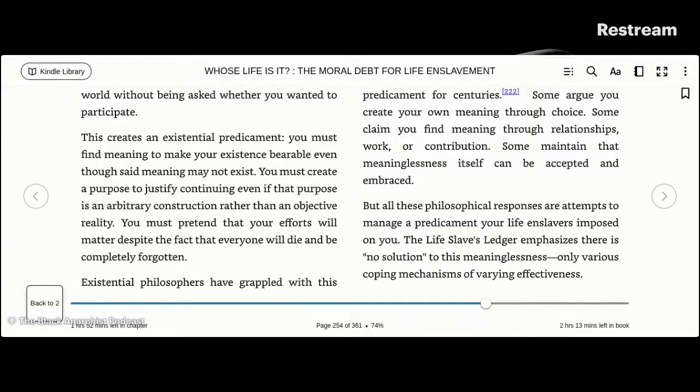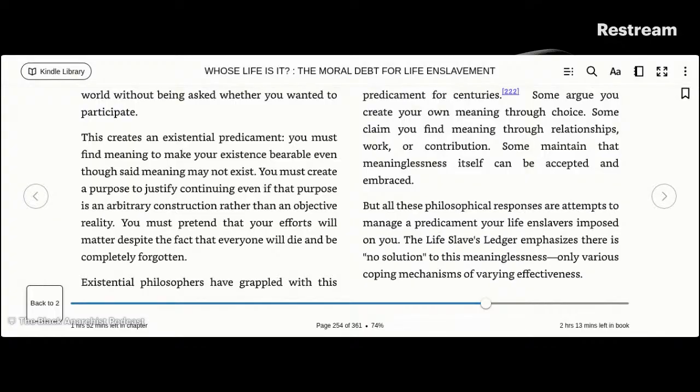This creates an existential predicament. You must find meaning to make your existence bearable, even though such meaning may not exist. You must create a purpose to justify continuing, even if that purpose is an arbitrary construction rather than an objective reality. You must pretend that your efforts will matter despite the fact that everyone will die and be completely forgotten.